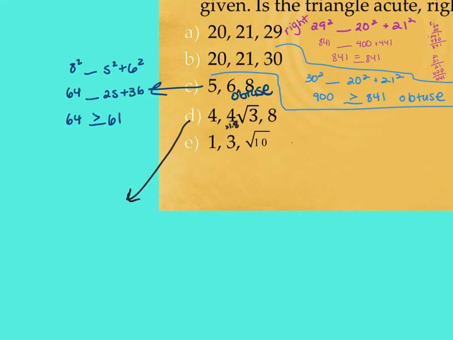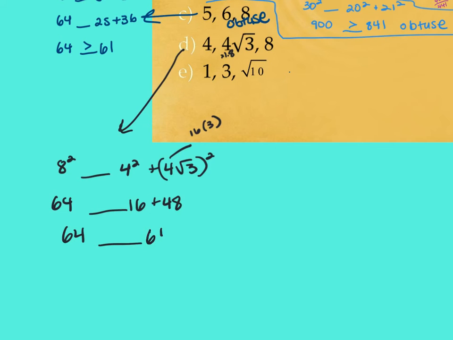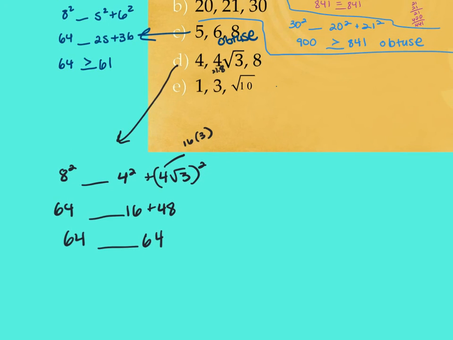Now I'm going to say 8 squared has what relationship to 4 squared plus 4 root 3 squared? 64, and 16. This becomes 16 times 3, or 48. What's the relationship there? Good. So they don't have to be a triple for them to be a right triangle.